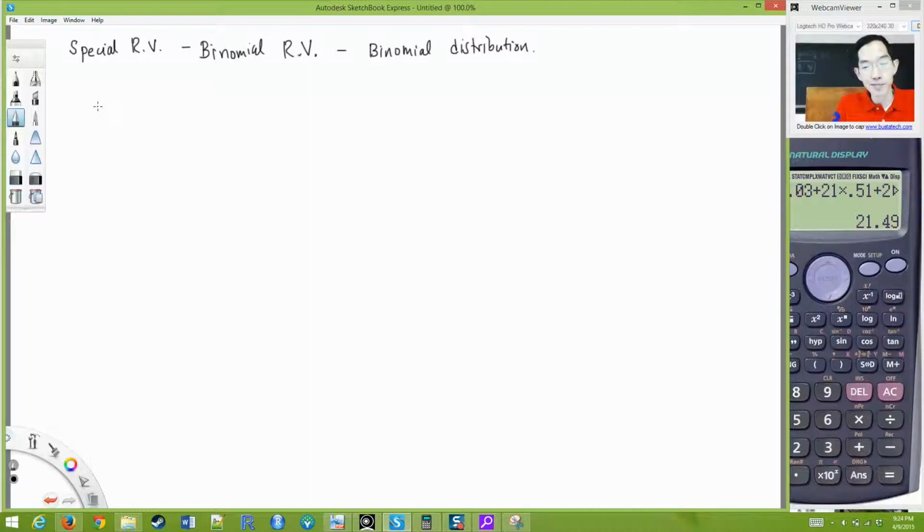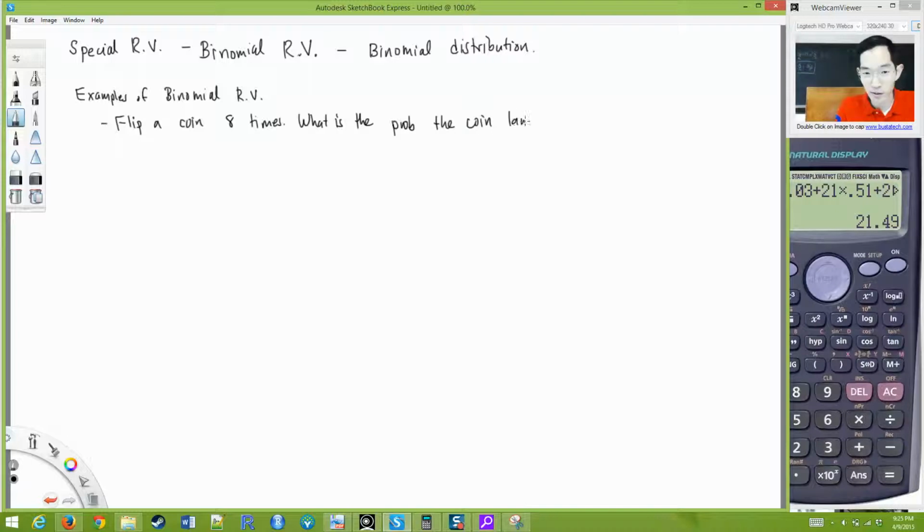And they all say something along the lines of you're going to do some random trial or some random thing n times, and out of those n times, how many times will you get j successes? Or what's the probability of getting j successes? So, for example, let me list off a few examples, and then I'll put the general form. Examples of binomial random variables. Flip a coin 8 times. What is the probability the coin lands heads exactly 3 out of 8 times?